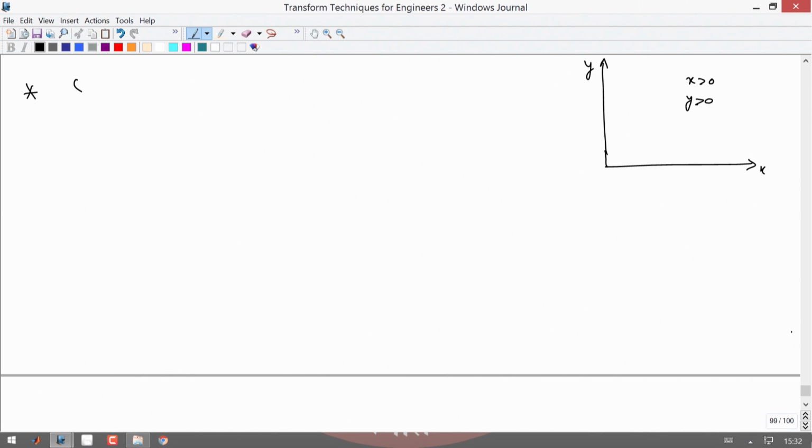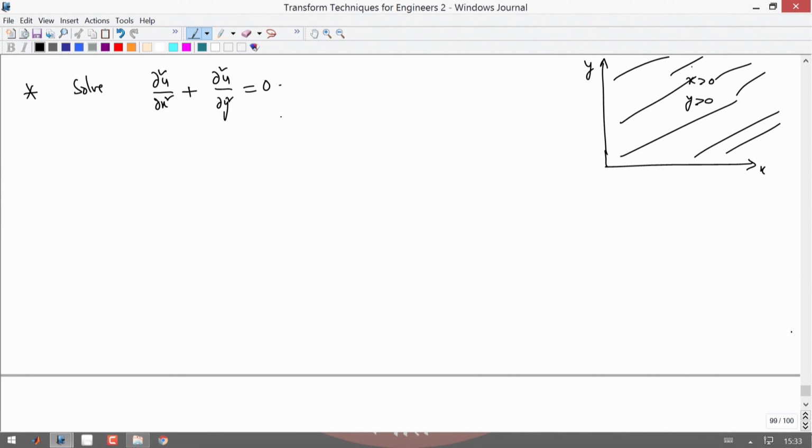We will solve dou square u by dou x square plus dou square u by dou y square equal to 0. Assume that this is your plate, the same quarter plane plate, which is in a steady state. So, this is the temperature at steady state. This is for x positive, that means x is between 0 to infinity, and y is also between 0 to infinity. What is your boundary? This is your boundary. That is y equal to 0, this is x equal to 0. So, I just need to give the boundary conditions.